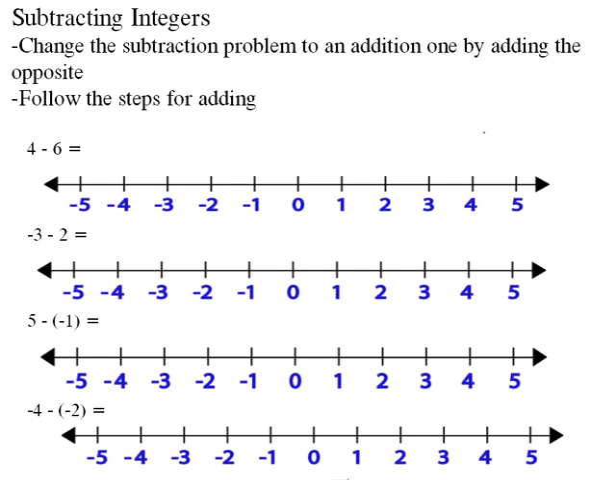Now we're up to subtracting integers. And subtracting integers is pretty similar to adding integers. The main thing you need to do is change the subtraction problem into an addition problem by adding the opposite instead. We'll go through a couple of these problems just to make sure it's clear. So you just do that and then you follow the steps for adding.